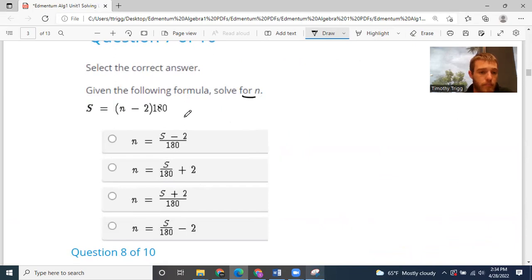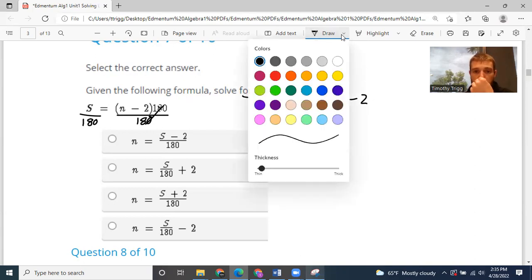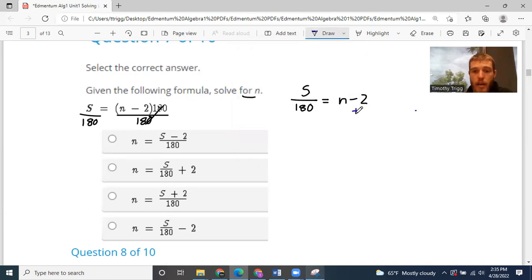Solve for N. So we want to get N by itself. Once again, you see how this has this 180 factor in front of the parentheses? I can go ahead and divide both sides by 180 to help simplify my equation, giving me S over 180 is N minus 2. To get N by itself, we're going to go ahead and use the addition property of equality to cancel this 2. So this gives us S over 180 plus 2 is N.